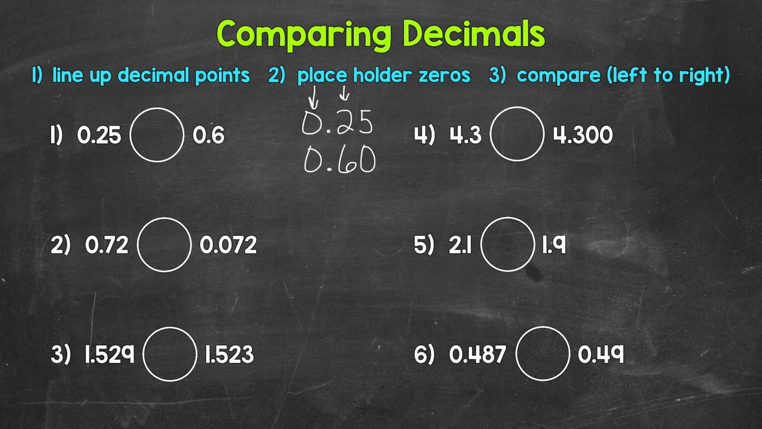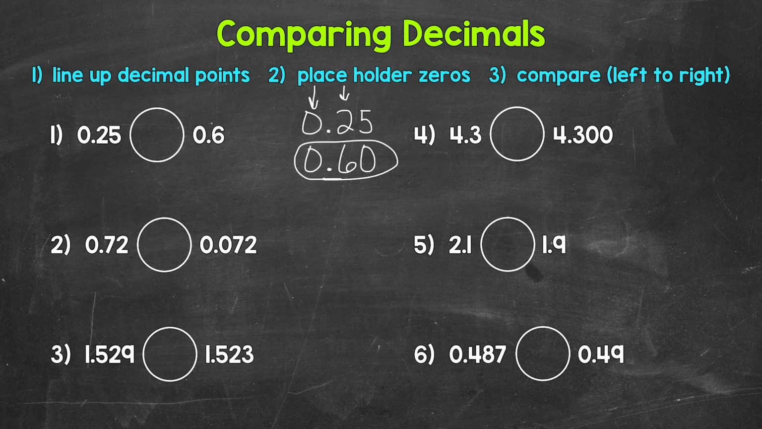The tenths place. We have a 2 and a 6. So is there a difference here? Can we compare? Yes, 6 is greater than 2. So this is greater. The tenths place is a greater place value than anything to the right. So any digits to the right of the tenths place do not impact this comparison. So we were able to compare these decimals based on the tenths place.